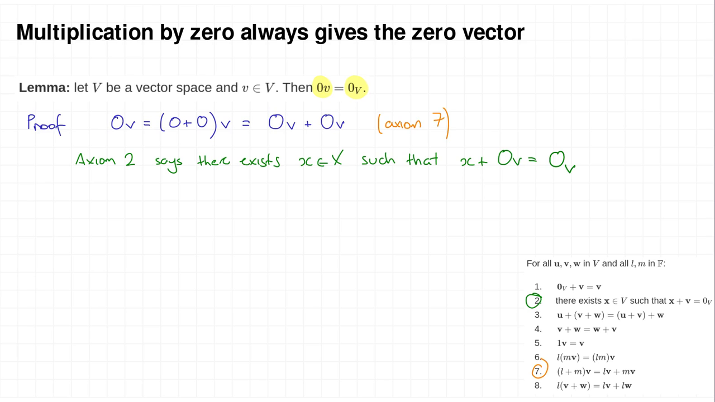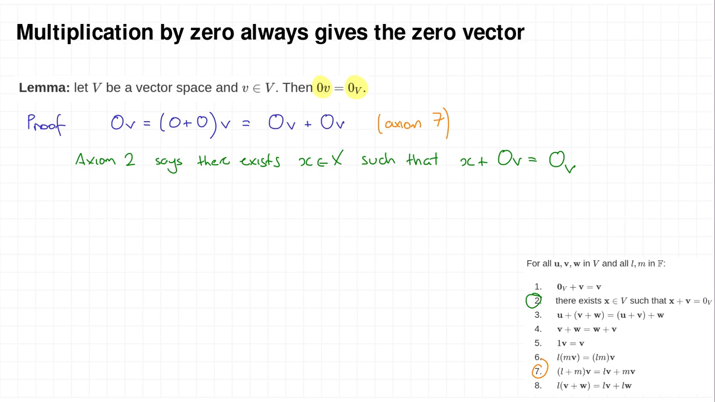I hope I've made those visually different. We're using the Axiom 2 applied to the vector 0 times v, whatever it is. And it tells us there's an additive inverse x such that when you add it, you end up with the 0 vector in your vector space.